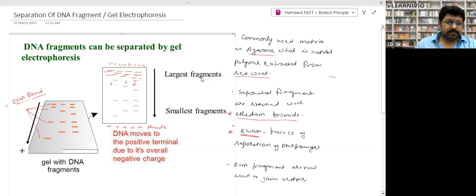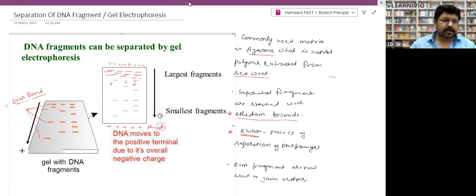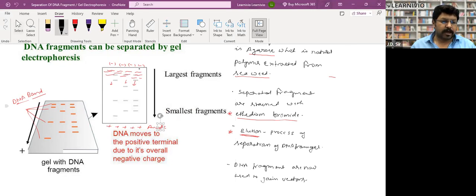Now we have put the DNA. We have broken down the DNA with the help of restriction enzyme, so fragments of different lengths have been produced. DNA has a negative charge. We pass a positive charge at this point. After passing the positive charge, this DNA will start moving from negative to positive, in this direction, right?